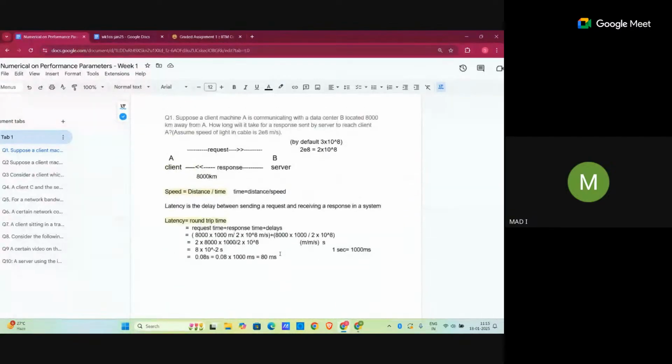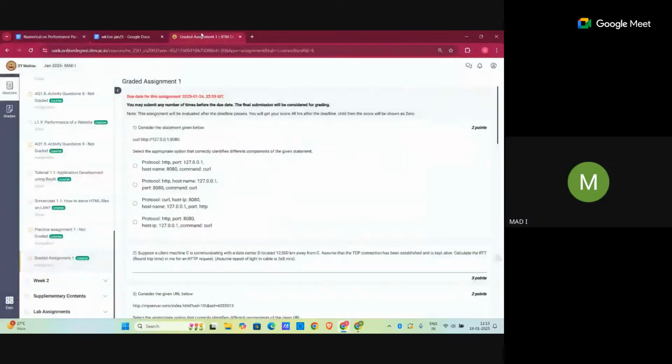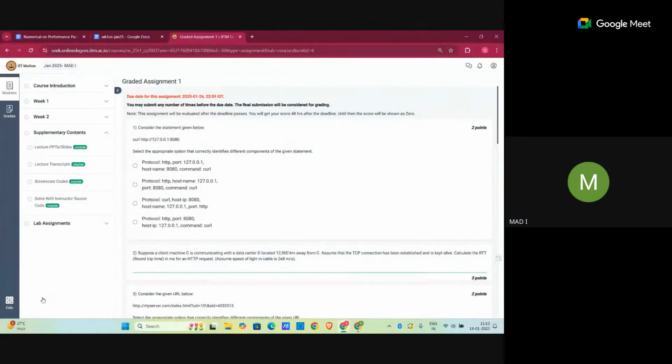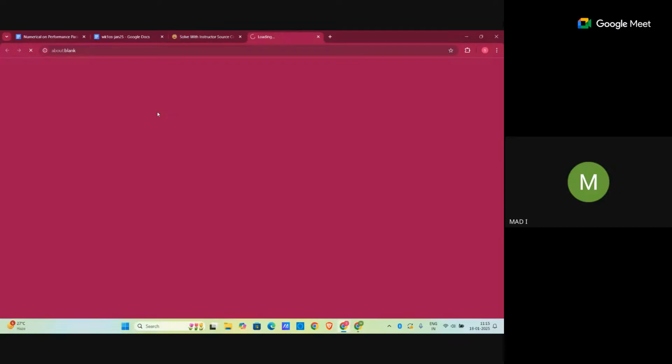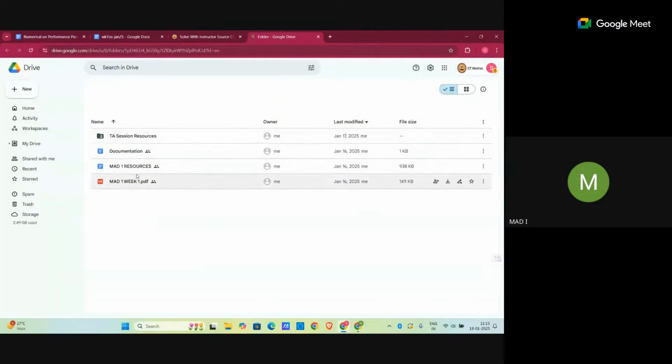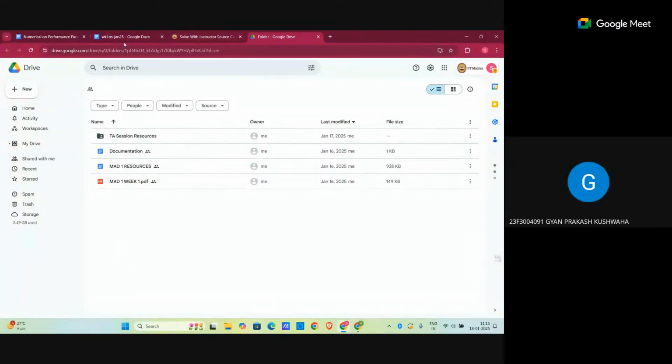Ma'am, there can be different types of documents shared. Yeah, I will share this document under supplementary content. So here there is one supplementary content section, right? Here there is solve with instructor source code. When you go to this section, you will find all the resources shared with you so far. Okay, ma'am.